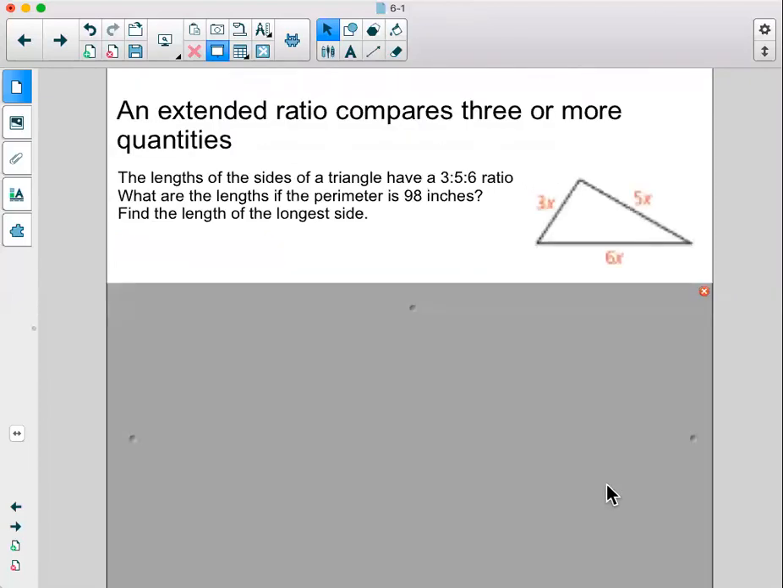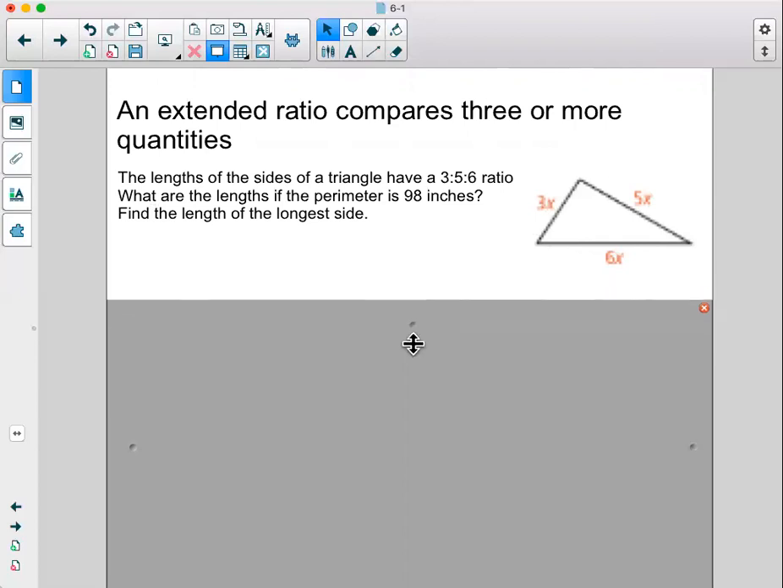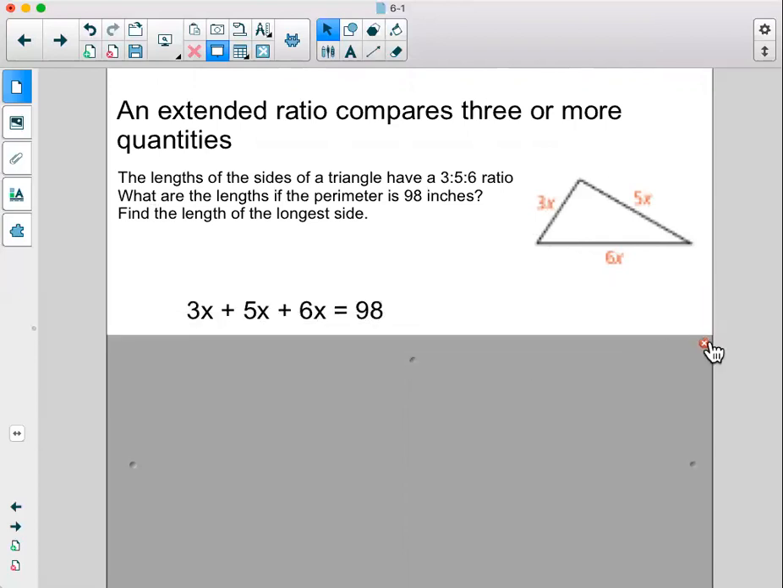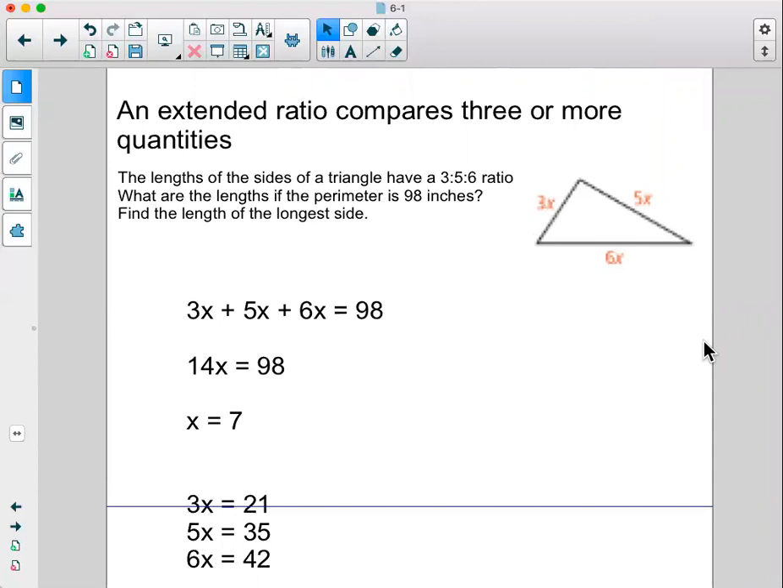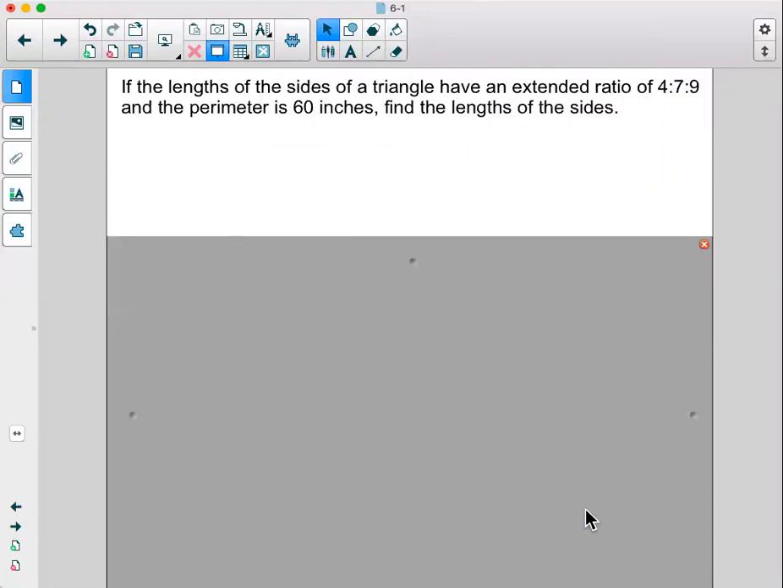Now, an extended ratio is when you compare three or more quantities. So if you say the sides of a triangle have a 3 to 5 to 6 ratio, this would be the meaning. And this is a word problem where we're told these sides have a 3 to 5 to 6 ratio, and guess what? I know the perimeter is 98. In that case, I could set up an equation. I could combine like terms. I could solve for x and plug it in to find the lengths of those sides. So you practice on this problem and then press play for the solution.